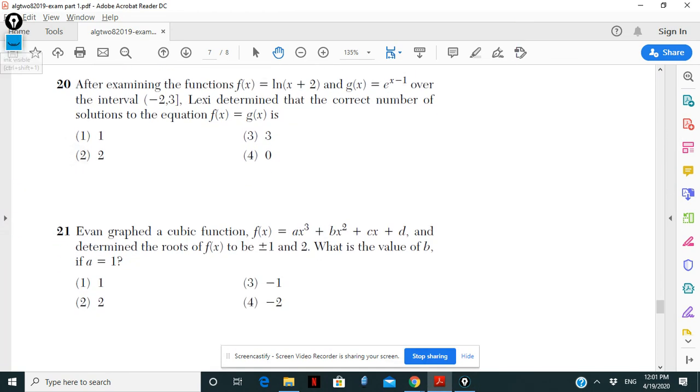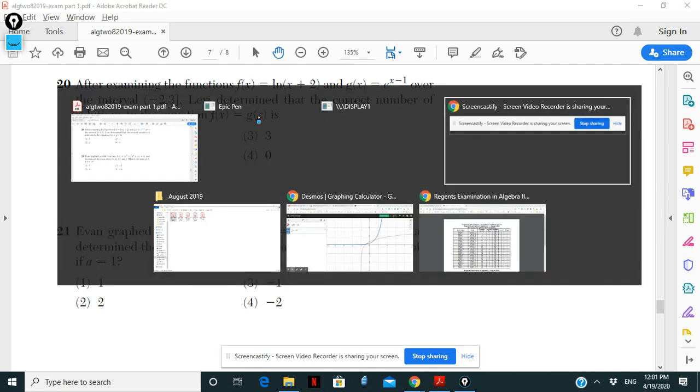Now, after examining the function f(x) equal to ln x plus 2 and g(x) equal to e to the power x minus 1 over the interval negative 2 to 3, let's determine the correct number of solutions. So for that one, I have to graph it.